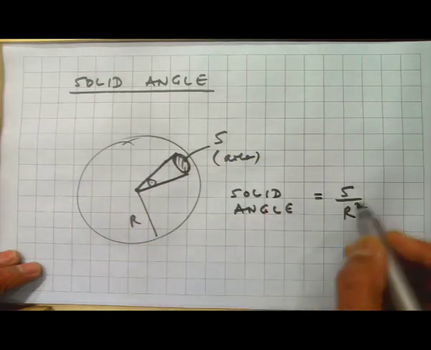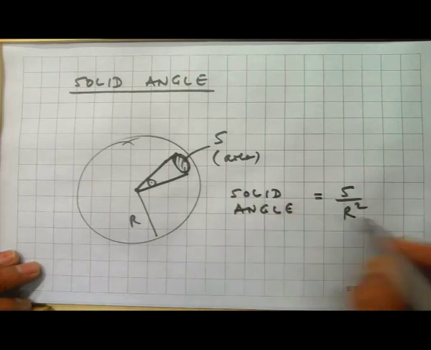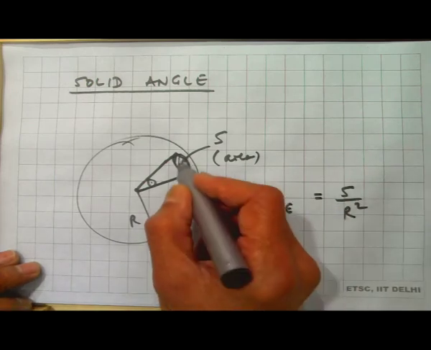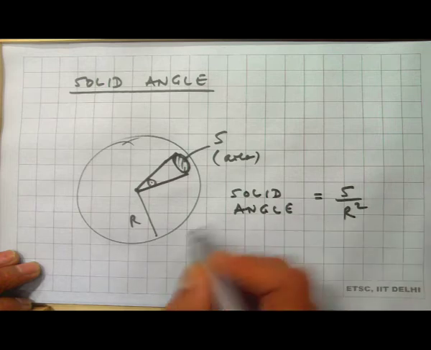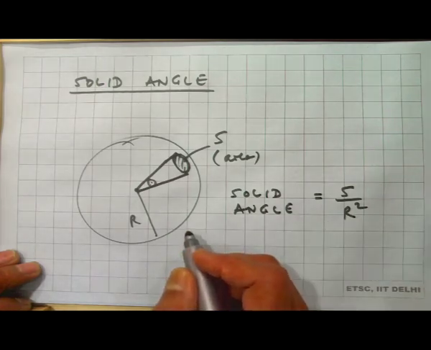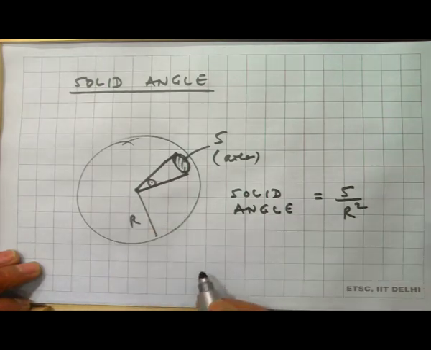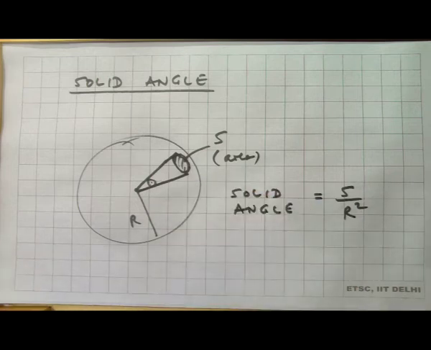You see, it is dimensionless here. S is area, which has dimensions of square of length, and r square is also square of length. So, that is S by r square. That is called the solid angle. So, you can actually define solid angles of surfaces subtended at some point.